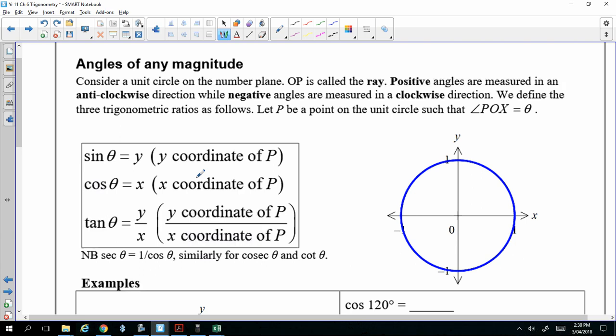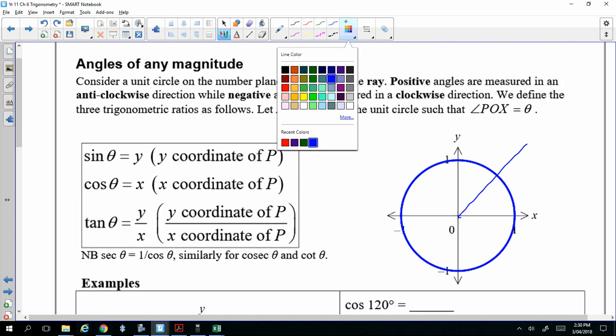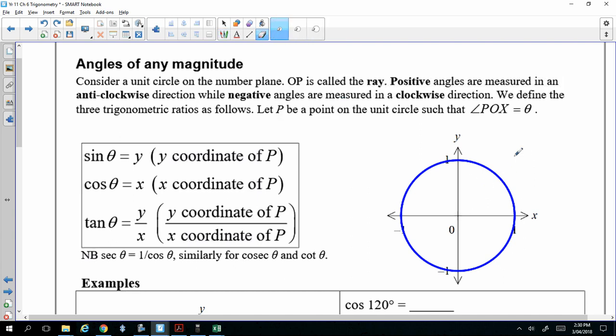And this ray crosses the circle at a point x, comma, y. Now we're going to define sine theta and cos theta as follows. Sine theta is equal to this number here, the y value. The cos of the angle is equal to the x value. And the tan of the angle is y over x. That's our new definition of sine, cos, and tan.